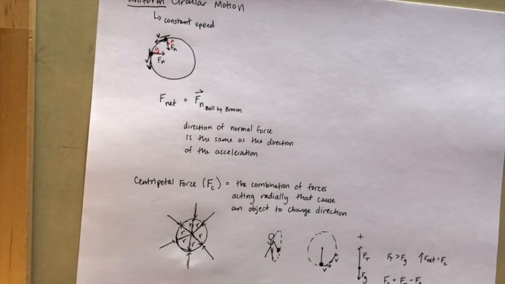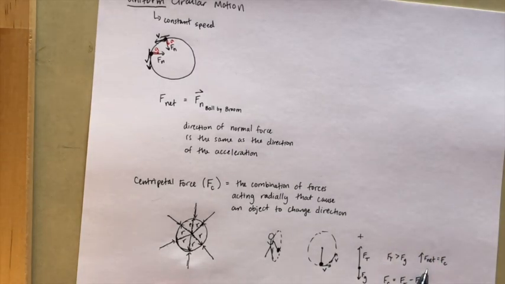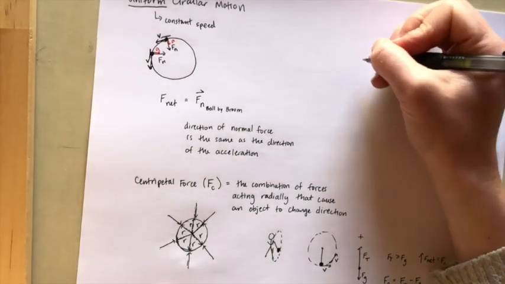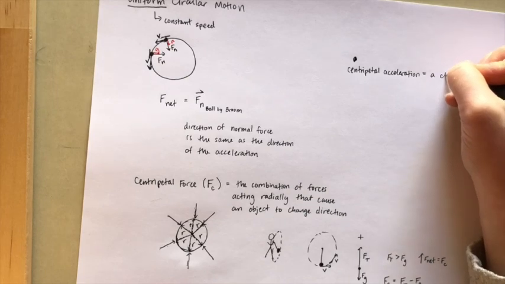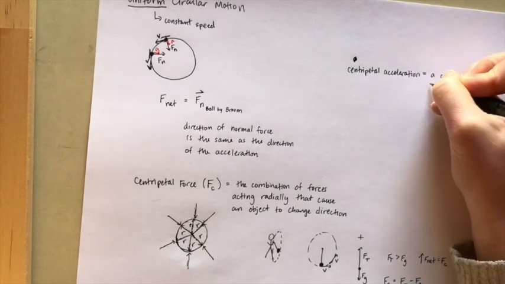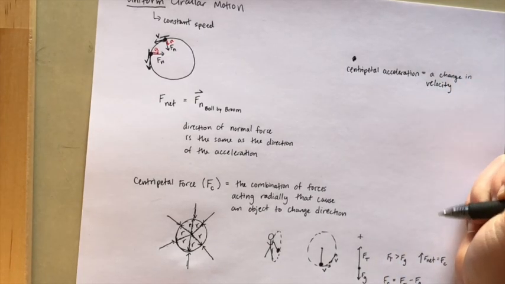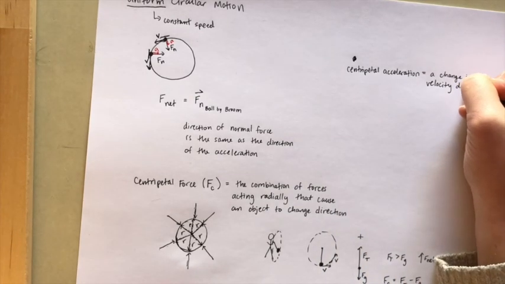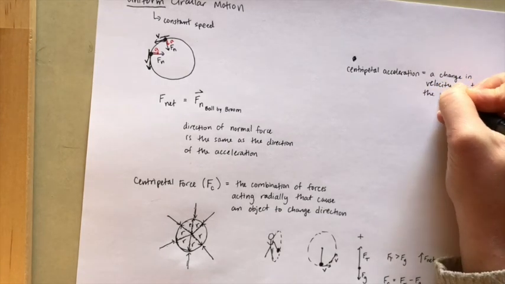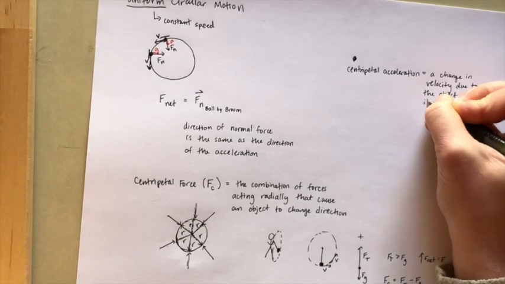Here I feel like we should also define a term called centripetal acceleration. As I talked about, this net force causes the object to change its direction. We can also define a centripetal acceleration, which is a change in velocity. Just like always, acceleration is defined as a change in velocity. But here, centripetal means that the change in velocity is due to the object changing its direction.